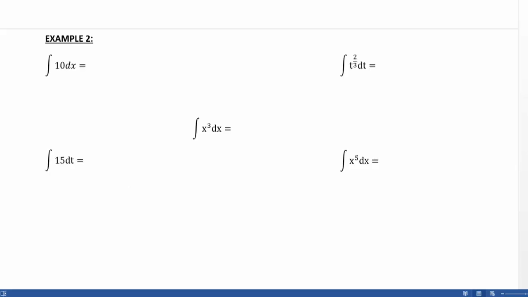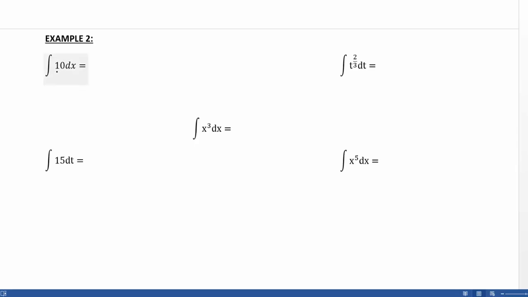Example 2. So here we have 5 indefinite integrals, which means that we're looking for the antiderivative of 5 different functions. So we're going to look at each one and make sure we understand how to use some of the rules that we've looked at to get the solutions here. So we're going to start with the first one.